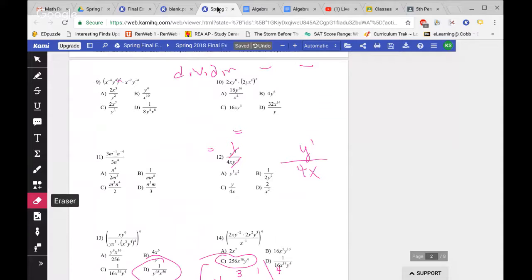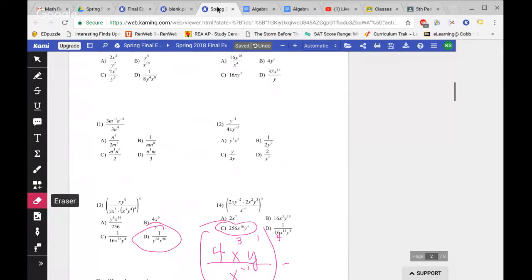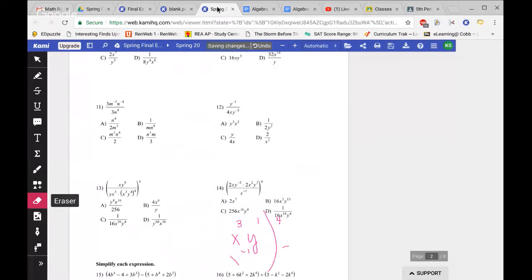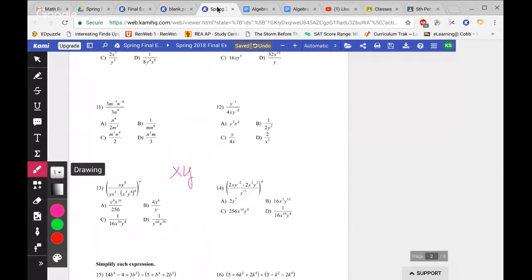All right, number 13. On number 13, you want to deal with the grouping at the bottom first. Okay? And so I'm just going to leave the top alone at x, y to the 0. But on the bottom, I want to distribute this 4. Now, what do I do? How do I get rid of the 4? How do I distribute that 4? This 4 right here. What do I do?